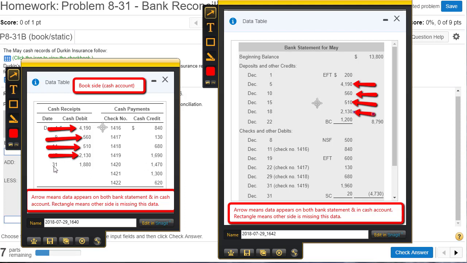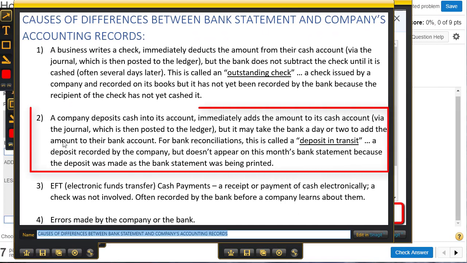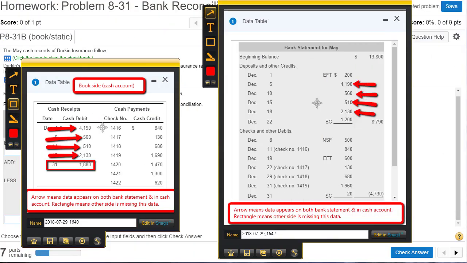Check that off. Then I don't see this 1880 deposit over here. So this is called a deposit in transit. Remember, a deposit in transit, if you forgot, is a deposit that we have made late in the month. We entered it in our checking account, in other words, our cash account, but it did not get done in time to appear on the bank statement. So that's called a deposit in transit.